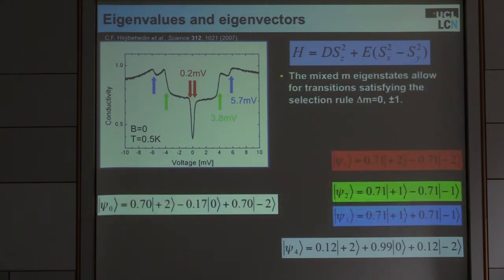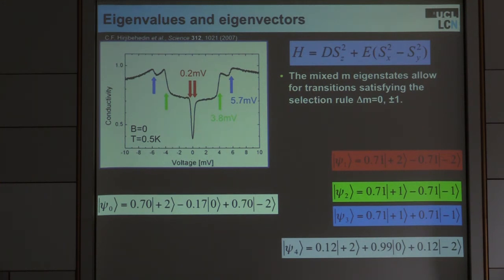So let's stare at this a little more closely. You notice this is a spin 2 system. I told you that D was negative. Negative D means that you favor the high spin states and you disfavor the low spin states. So you can see here the ground state wave function is made up of mostly spin plus and spin minus 2, and then there's a little bit of spin 0 mixed in there as well. The first excited state is also spin plus or minus 2. The second and third are plus or minus 1. And then the highest state is actually mostly spin 0, but it's got a little bit of spin plus and minus 2 mixed in. Why is this important and interesting?